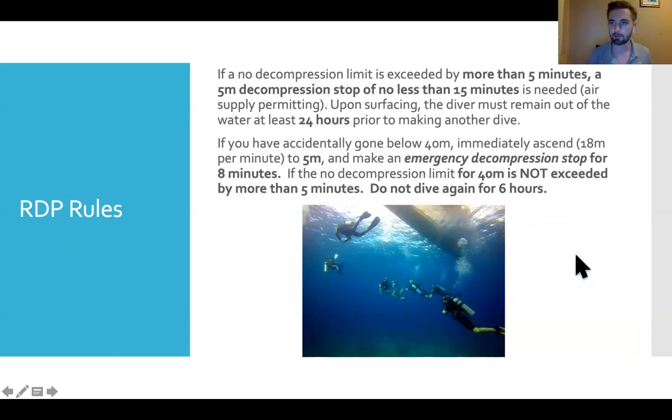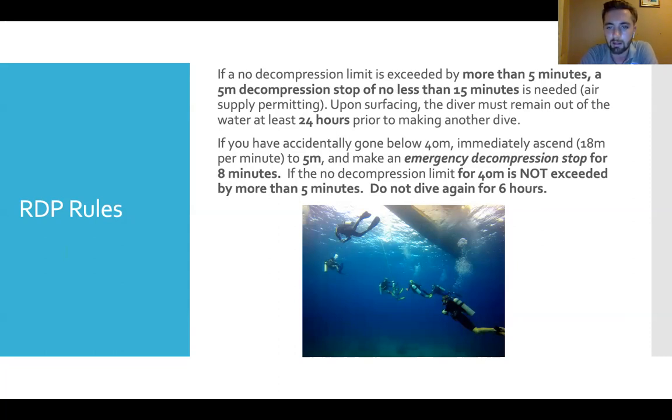Now, if we do accidentally go beyond our no decompression limits, we've got a couple rules. If we've gone over our limits by 0 to 5 minutes, we want to do at least an 8-minute emergency decompression stop. If we've exceeded our limits by more than 5 minutes, we'd want to do at least 15 minutes.